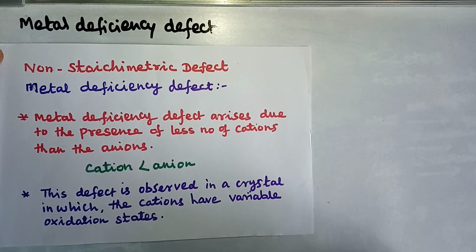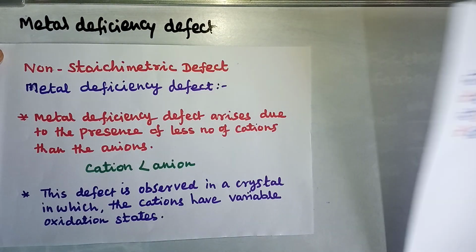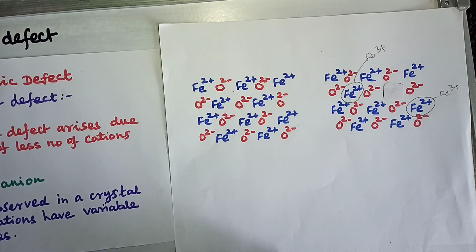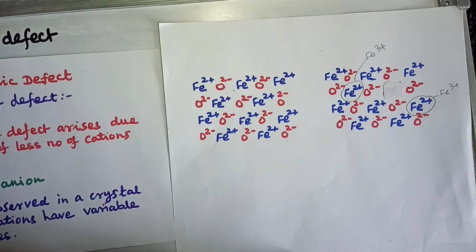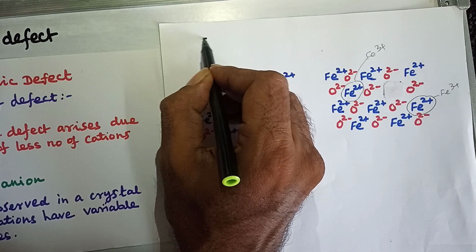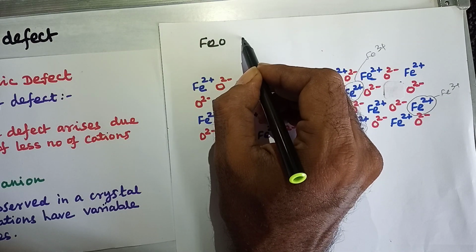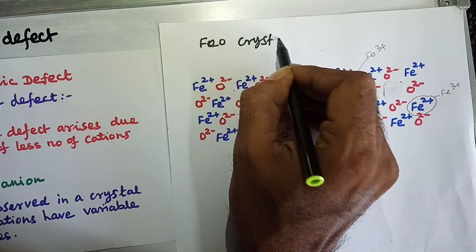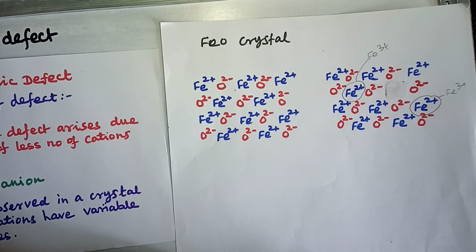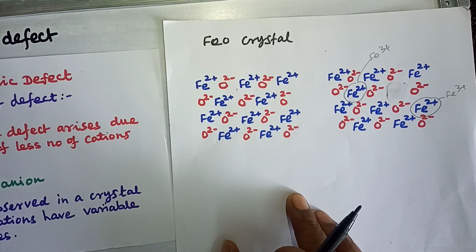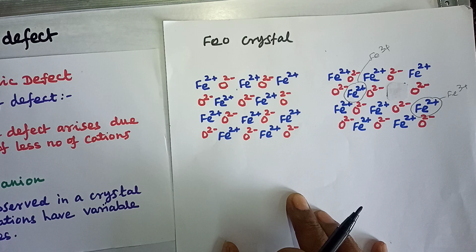For example, we are taking iron oxide crystals, the FeO crystal. In this crystal, before the defect, we can calculate the number of cations and anions.